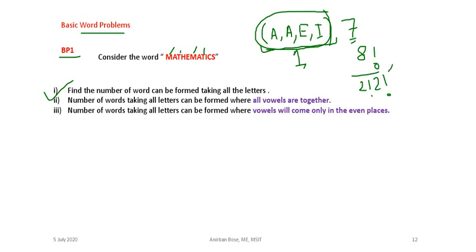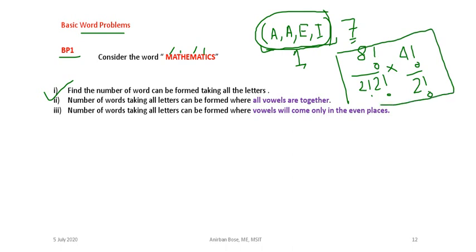But within these vowels, how many arrangements are possible? How many arrangements are possible within these 4 letters? Within these 4 letters we know they can be arranged in 4 factorial ways. But there are 2 A's, so that is divided by 2 factorial. So this will be the total number of arrangements where the vowels will be together.